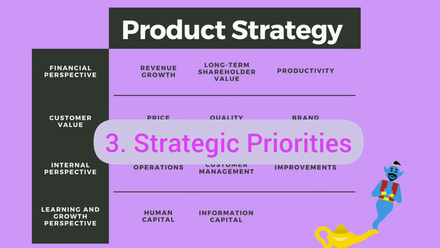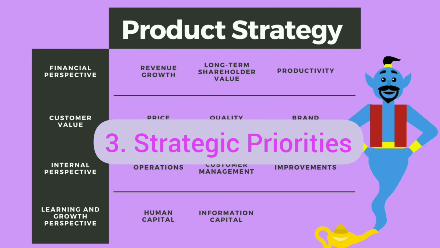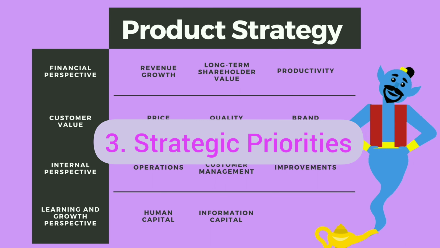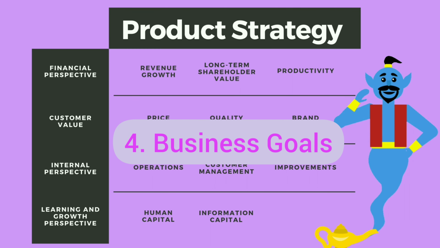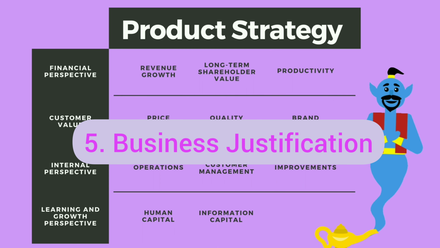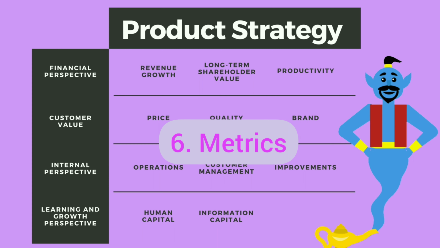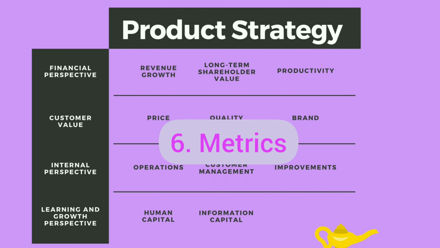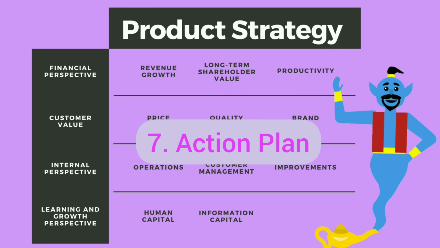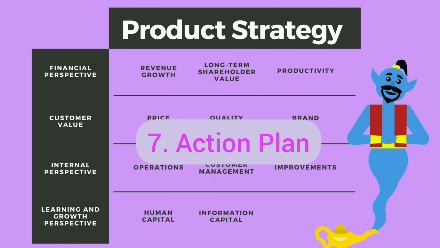Step 3 is then to define the strategic priorities, that is the top 3 to 5 goals for each of these 4 pillars. Step 4 is then to define the business goal. Step 5 is to provide justifications as to why you decided to pick certain goals over others. Step 6, define metrics, that is how you're going to measure your success. Step 7, define the high-level initiatives or action plans that would help you get to your end goals.